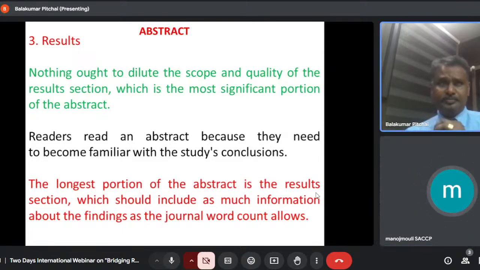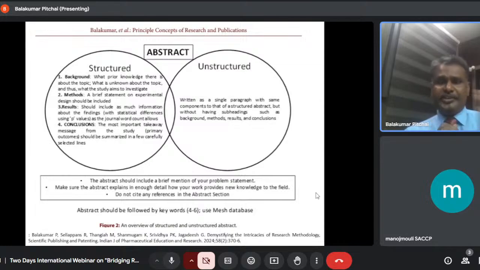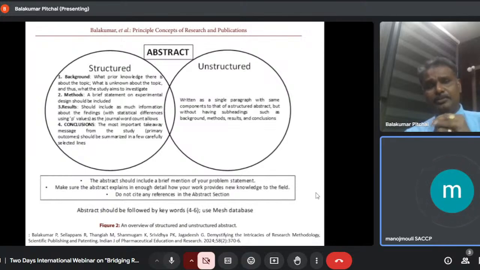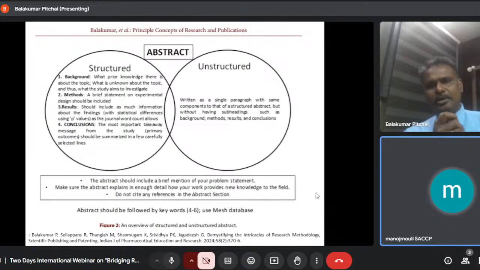Then conclusion. In the conclusion, you show the uniqueness. What is the uniqueness of your study? What gaps does it fill? What new knowledge are you providing to the scientific community? So that should be the conclusion. So structured, unstructured. Structured means you have to structure with subheadings like background, method, result, and conclusion. Unstructured means you write a single paragraph with the same components as the structured abstract, without subheadings.